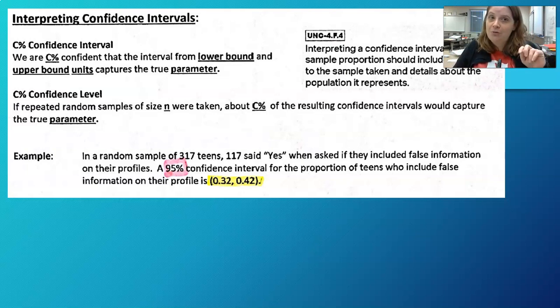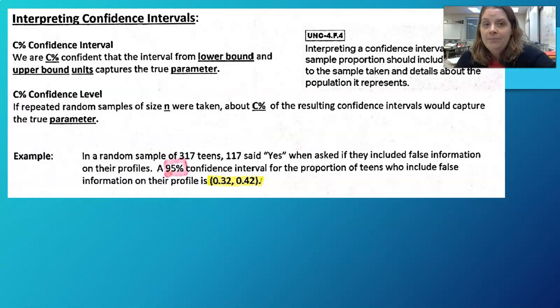These are two different interpretations. You've got to be able to talk about both of them. So a confidence interval is basically fill in the blank: we are C% confident that the interval from here to here captures the true parameter in context. The confidence level is that 95%, 90%, etc. And basically what we're saying there is that if I were to repeatedly take samples of size n, what I'm expecting is about C% of the confidence intervals I would make from those samples would capture the truth.